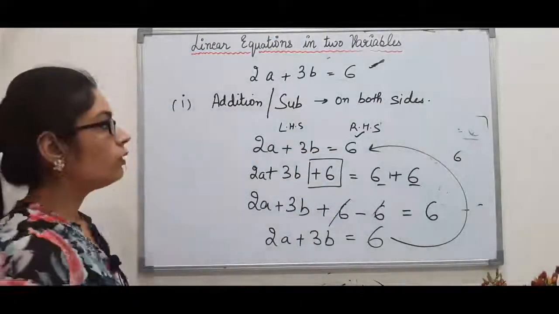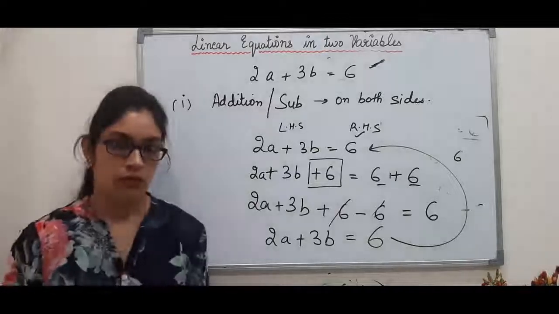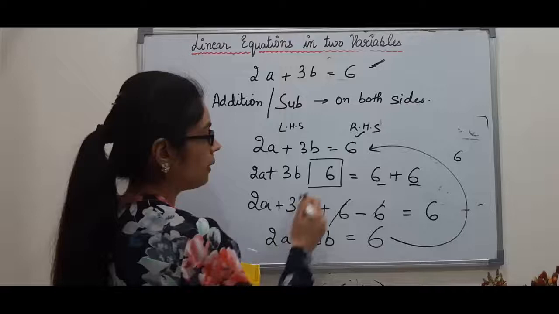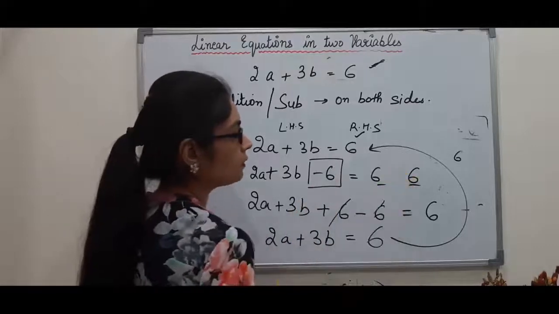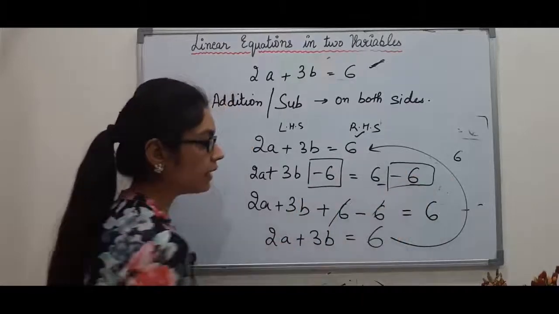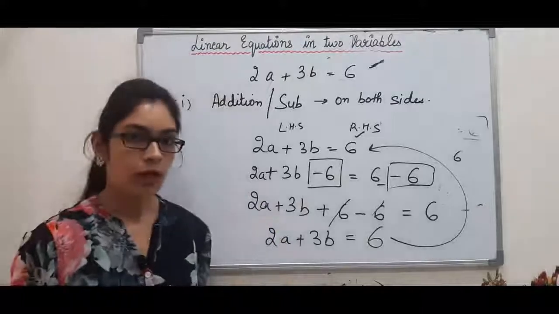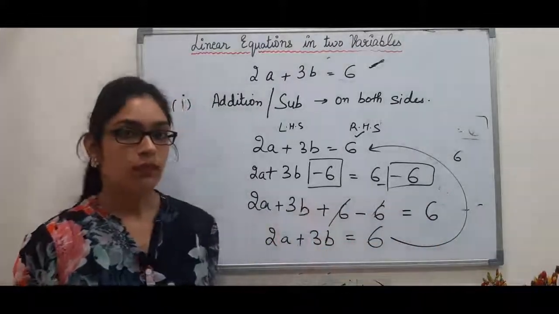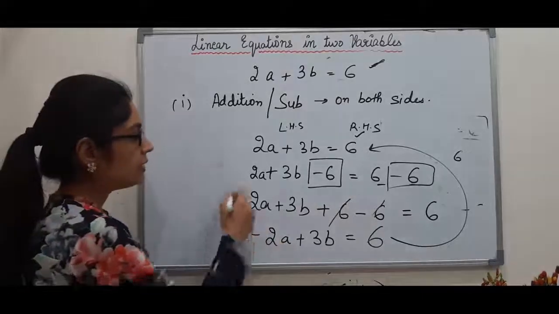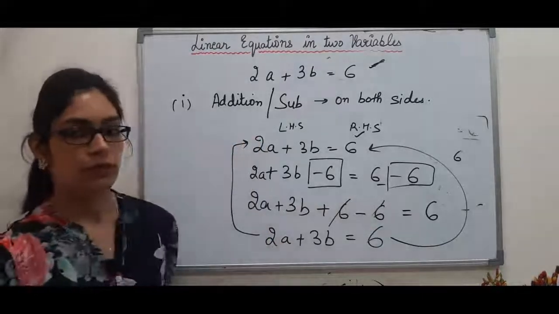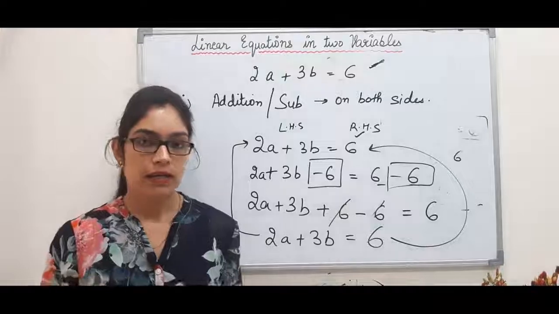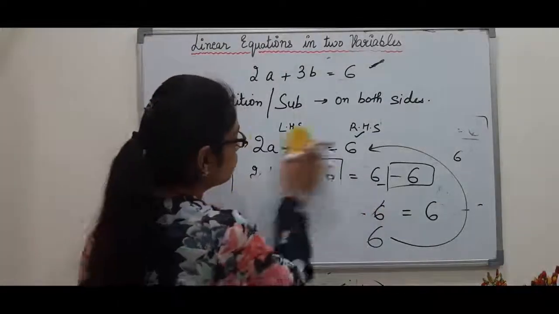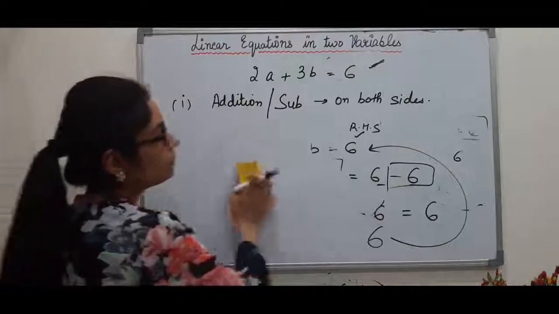Same way, if you want to do subtraction, it should again be on both the sides, minus 6, minus 6. Why on both the sides? I have already explained. If you make any change on both sides of the equation, then there will not be any change in the original equation, it will be the same. That's why every change should be made on both the sides. So this was about addition and subtraction.